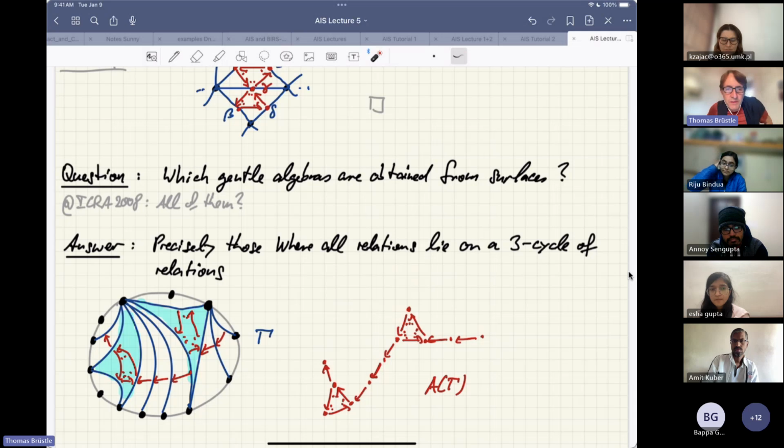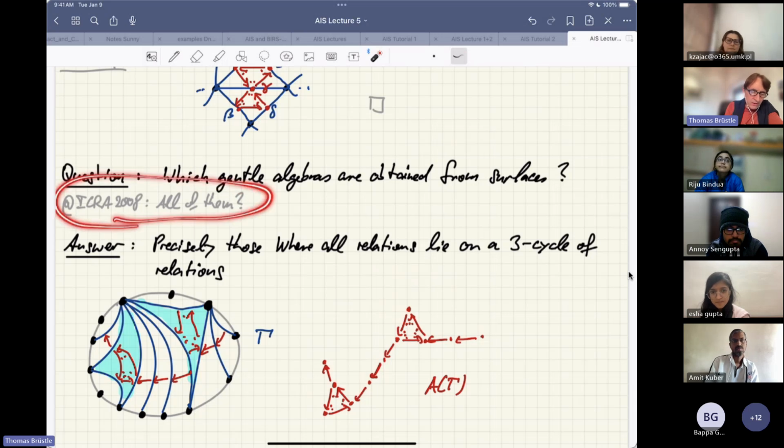Good. So this was my answer to the question, do we get all gentle algebras? My answer was no, of course not. We only get those that look like this. And you know, this was in 2008, and I was a little bit younger, and maybe I was lacking some wisdom at the time.